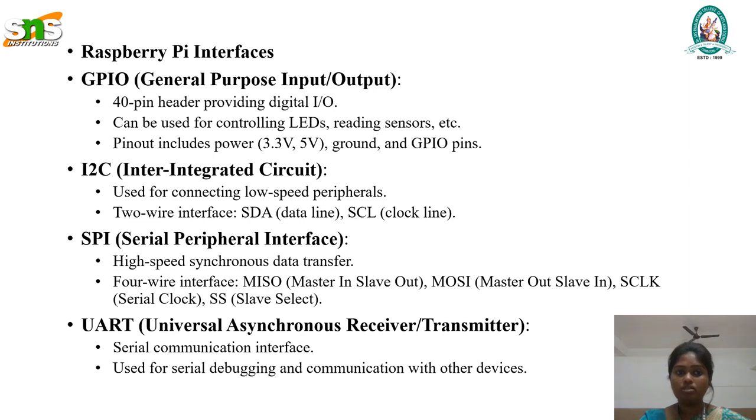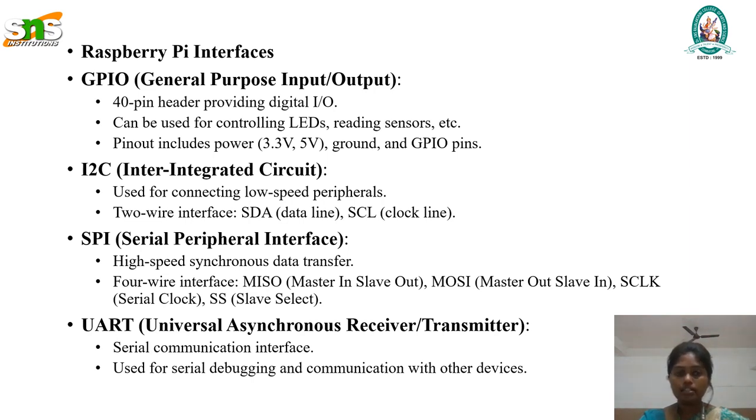Raspberry Pi interfaces. It contains several types: GPIO, I2C, SPI, UART. GPIO means general purpose input and output. It contains a 40 pin header providing digital input and output, and can be used for controlling LEDs, reading sensors, and so on. Pinout includes power 3.3V, 5V, ground, and GPIO pins.